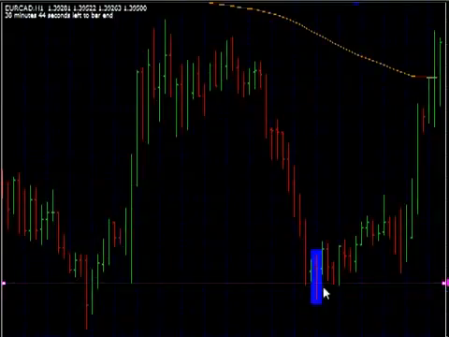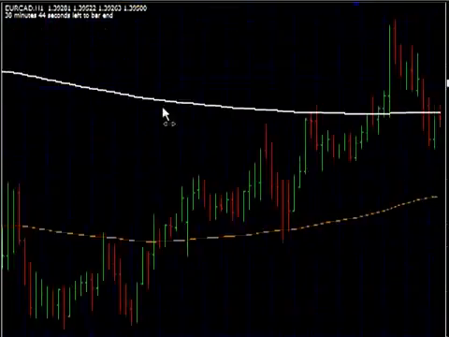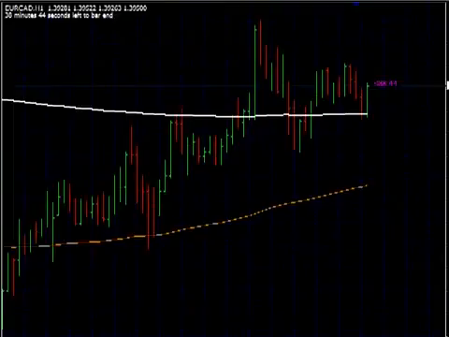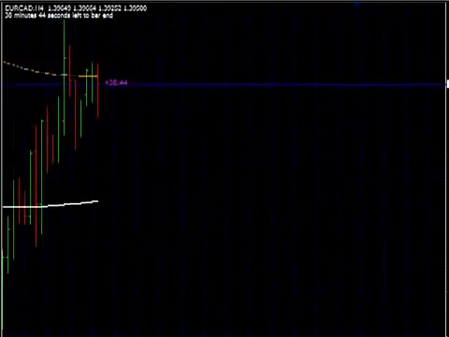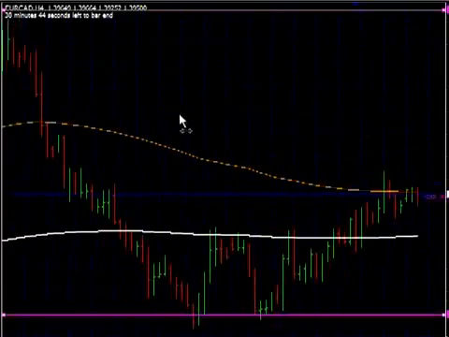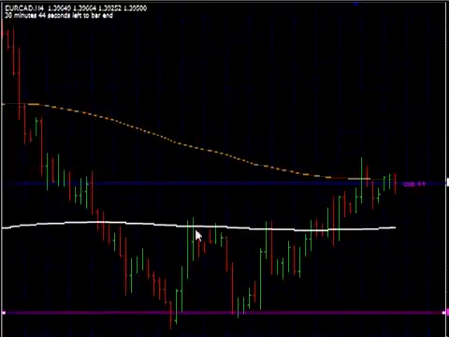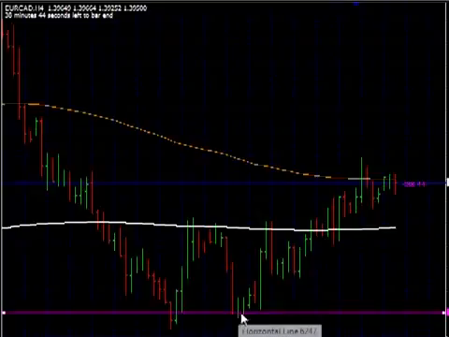And true enough, because of all the confluence we stated earlier, we have gotten ourselves a very nice move up. This is the double bottom. We have gotten ourselves a very nice move up. So what happens is we enter over here at the pin bar on the 1 hour.